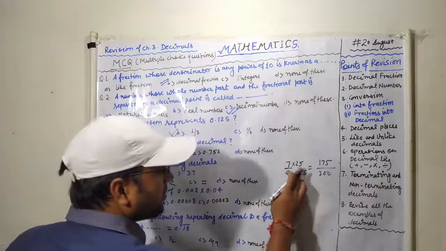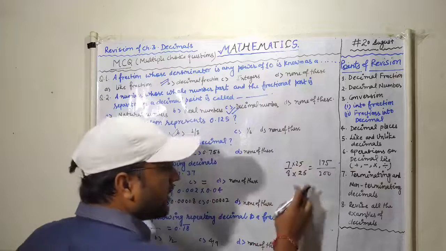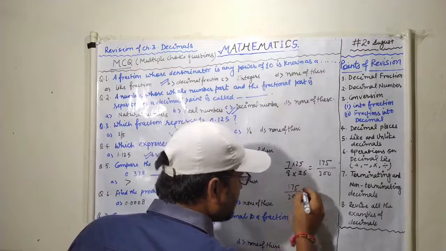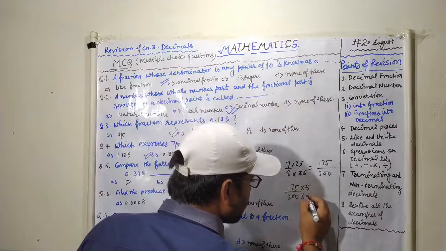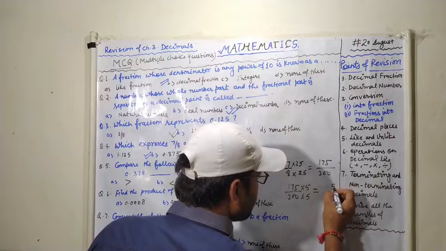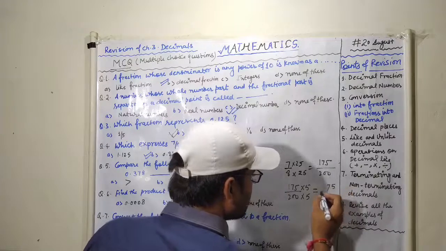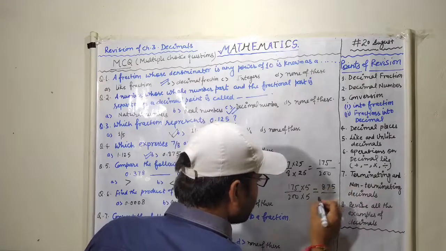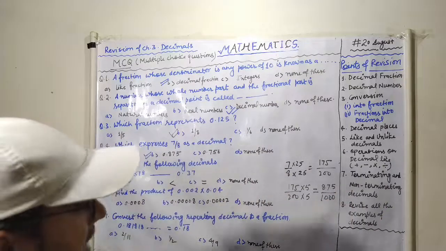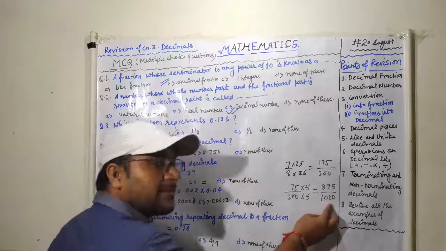Okay, 25 times 7 is 175 and 25 times 8 is 200. Then again you will multiply this one by 5. 5 times 175 is 875 and 5 times 200 is 1000. Okay, you see this one, 875 upon 1000, it is a multiple of 10.